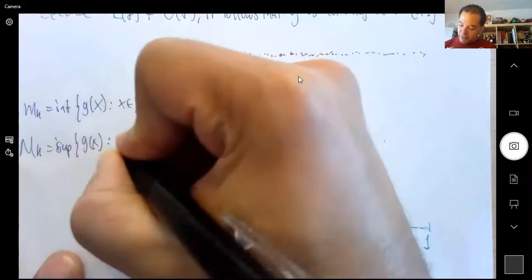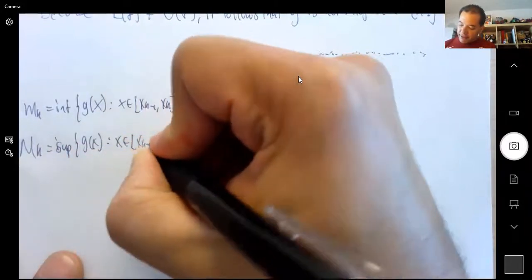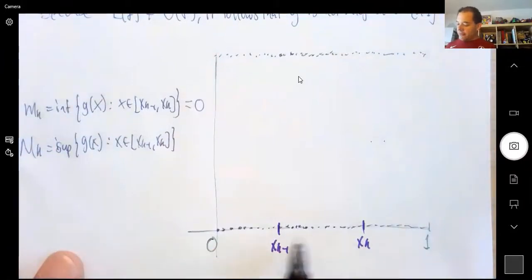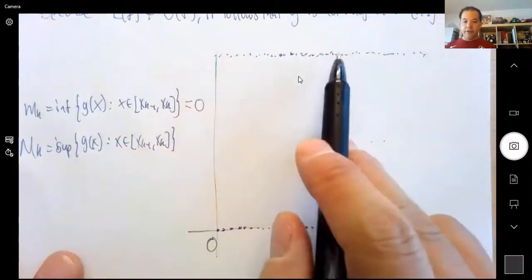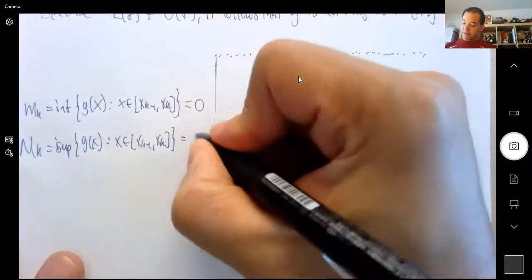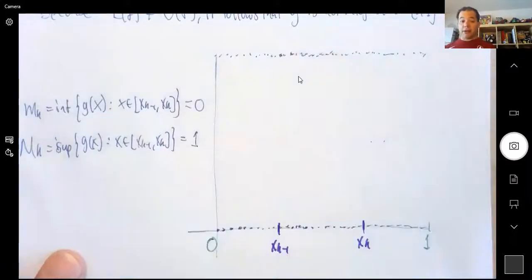And capital M_k is the supremum. So now you want to have an upper bound. And the same thing again, when you apply the function g, you have a bunch of zeros and also a bunch of ones. So what's going to be the least upper bound? Well, the supremum in this case will be equal to the maximum, and it will be equal to 1. All right?